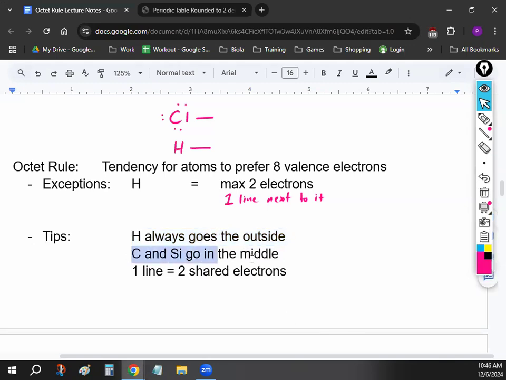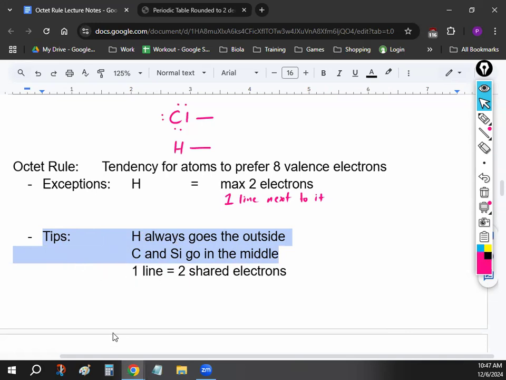And the second tip that'll be very helpful is that if you have carbon or silicon, those are going to go in the middle. They're like the most extroverted elements. They want to be in the center of the molecule so they connect with as many other elements as possible. Okay, so those are the two main tips that'll help you as you're drawing your structures. Remember, hydrogen always goes on the outside, and carbon and silicon tend to go in the middle of the molecule. And then we talked about this earlier.